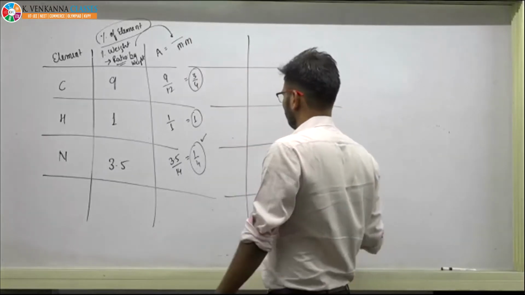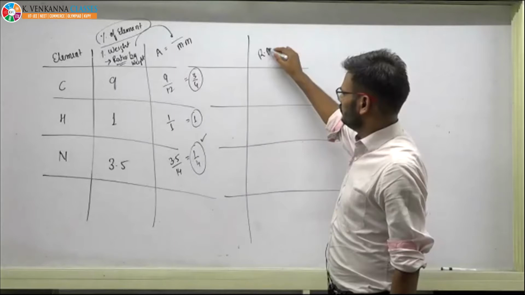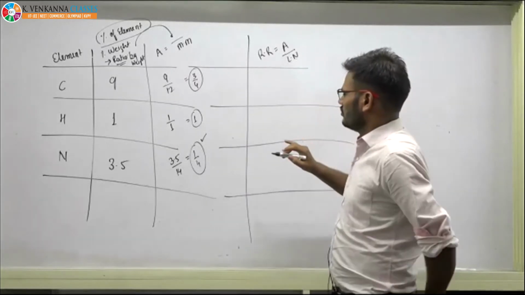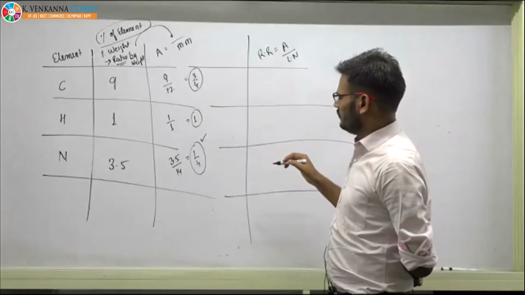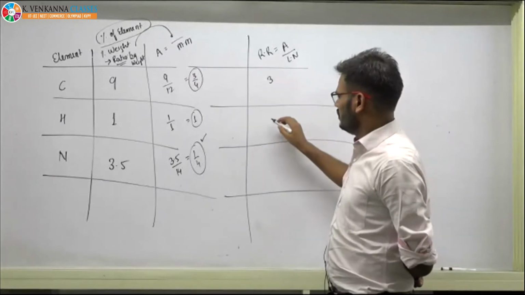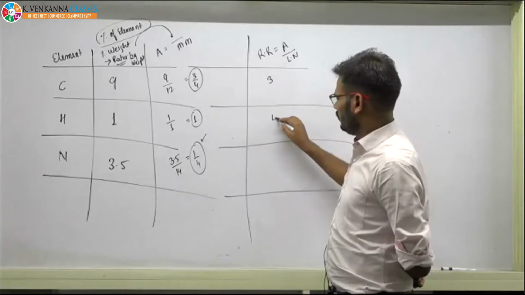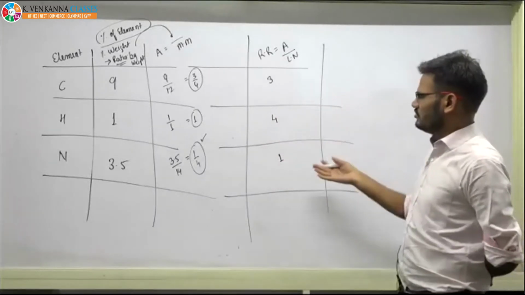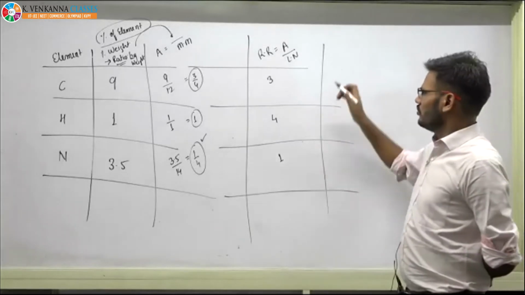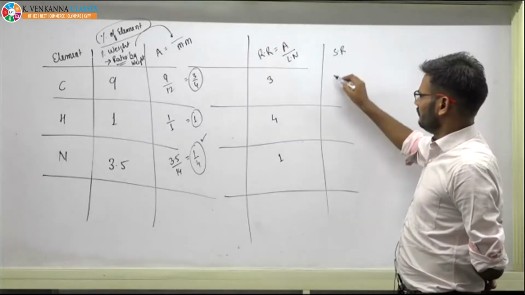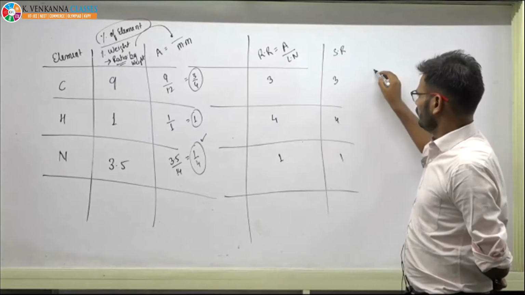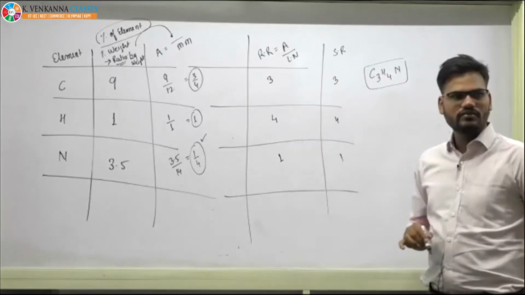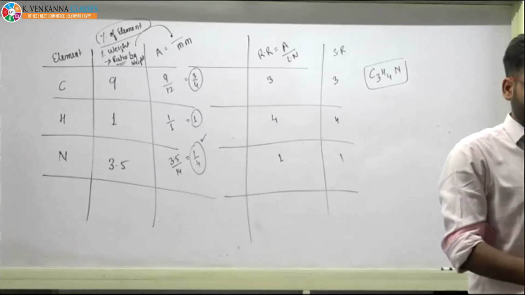calculate the relative ratio. How will you calculate the relative ratio? Divide by the lowest number. So if you divide 3/4 by 1/4, you will get 3. Here, if you divide 1 by 1/4, you will get 4. Here you will get 1. As they are already natural numbers, very simple numbers, you do not need to multiply. So the simple ratio will remain the same, that is 3, 4, and 1. So the formula will be C3H4N. Right? So is that okay?